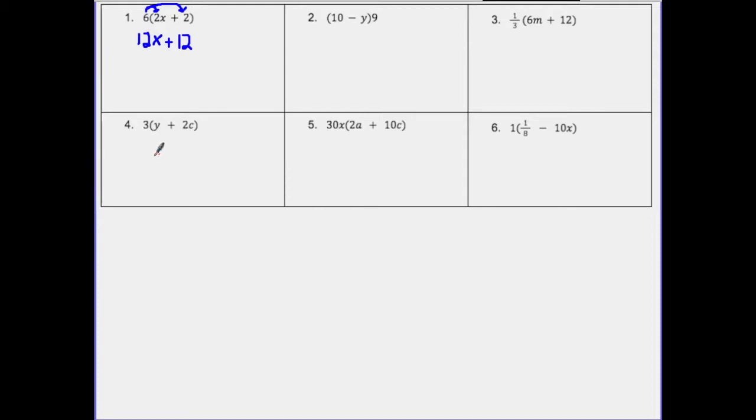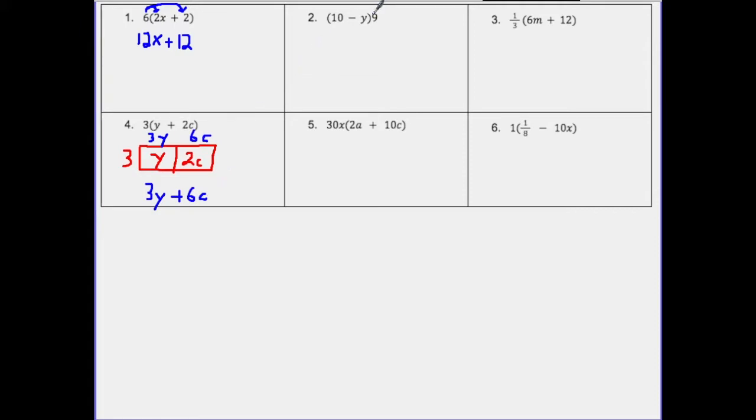Another way that we could do it is we could think of it as a box, like 3, and then we're going to multiply it by the two things here. 3 times y, 3 times 2c. Now you can write these on top of the box or inside, whatever works best for you. We have to remember that you're going to multiply. 3 times y is 3y. 3 times 2c is 6c. And notice that that's positive, right? So at the end, when we write our final answer, we're going to write it as 3y plus 6c. Whatever way works best for you, go ahead and use that method.